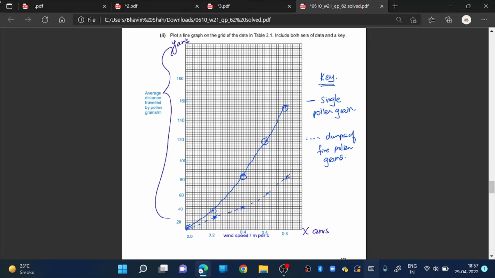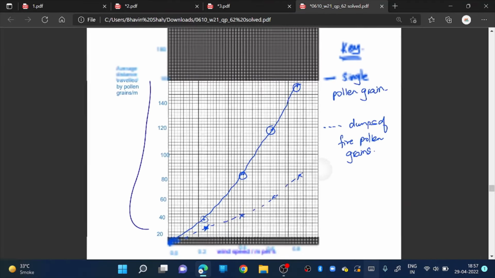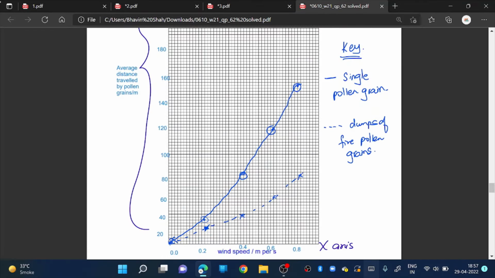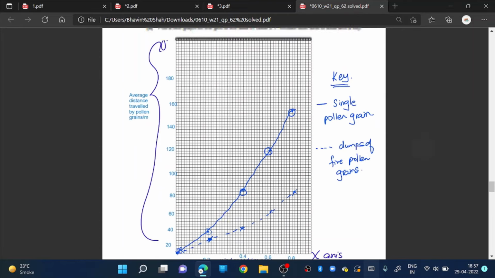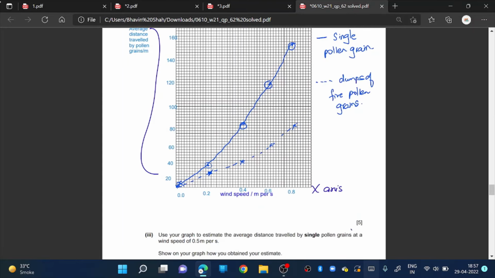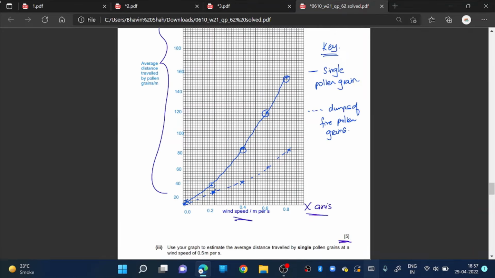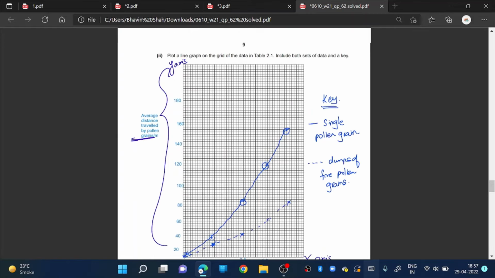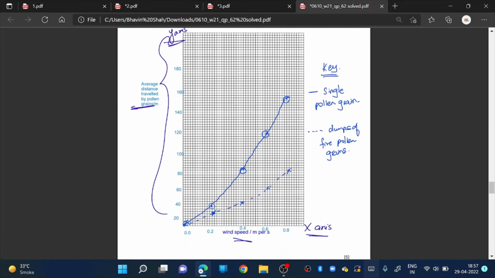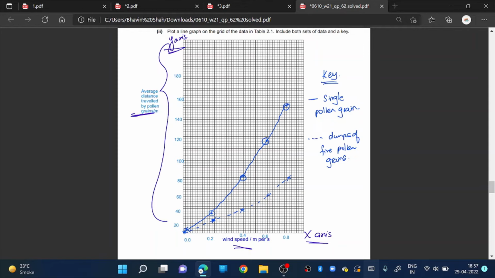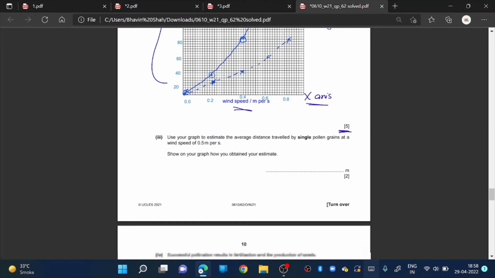And then you're going to put the keys. For the single pollen grain, I have used this straight solid line. And for the 5 pollen grains, I have used a dotted line, and you can see the difference in the movement. This is what you need to plot. This is again a graph for 5 marks. The x-axis plus the detail is 1 mark, the y-axis written over here with the detail is 1 mark, your scale carries 1 mark, and then 1 mark for the single pollen grain and 1 mark for the 5 pollen grains. This is how the 5 marks are allotted.